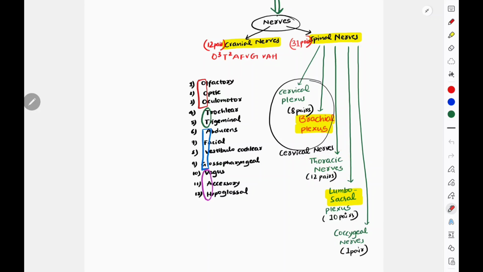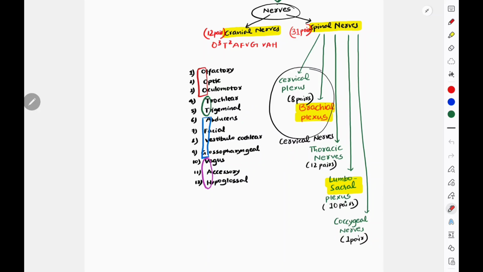Thoracic nerves, 12 pairs, originate from the spinal cord at the level of the thoracic vertebrae. And the lumbosacral plexus: the spinal nerves arising from the lumbar and sacral regions together form the lumbosacral plexus. Those are 10 pairs. And the coccygeal nerve, 1 pair. We'll discuss these nerves through a diagram.